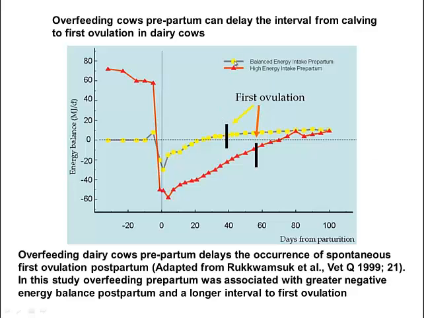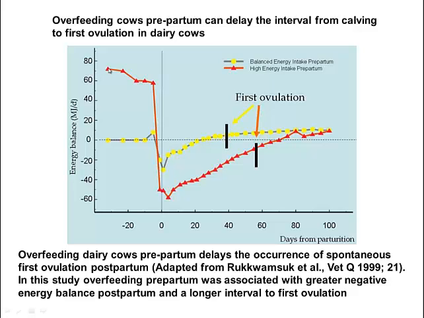So the yellow line here refers to cows that were fed a balanced diet. So just the sort of diet that was probably ideal for them prior to calving. So here they are, this is their calving point here. They're fed the balanced diet prior to calving. As you'd expect, their energy balance after calving drops, and that's typical, and then it picks up over a few weeks, and then they have their first ovulation here.